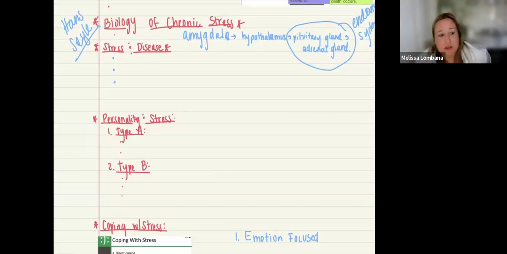Now, one thing you need to know about stress is that if it persists, it will basically increase the inability to fight diseases. Okay, because your nervous system and endocrine system are basically constantly working, which doesn't allow your immune system to kick in, which is what fights the diseases.